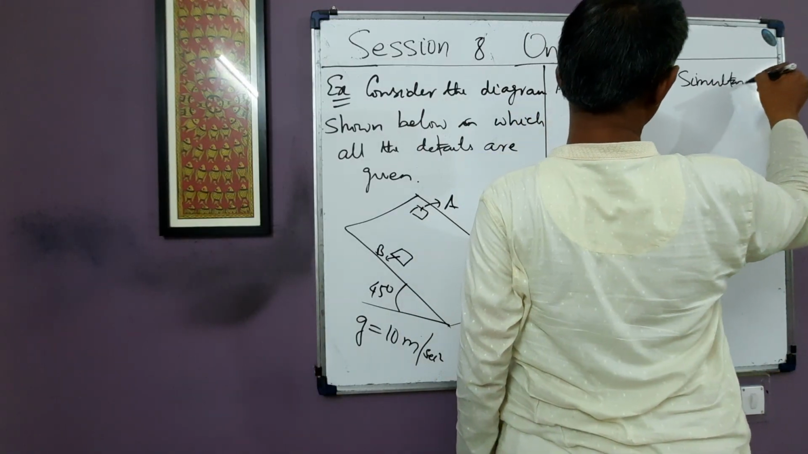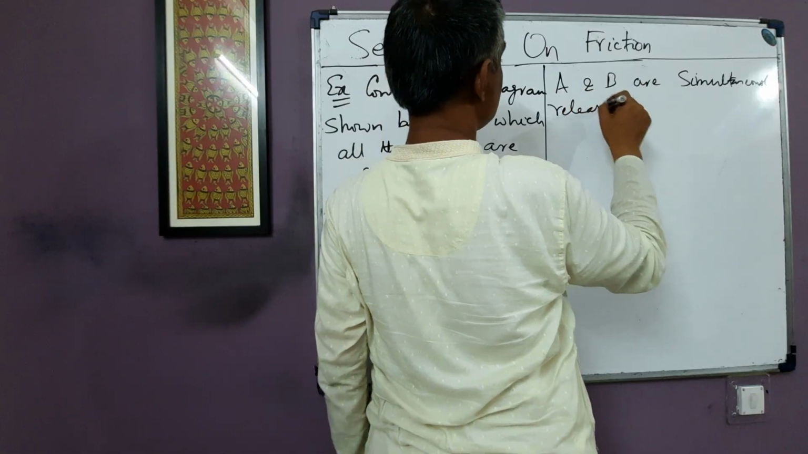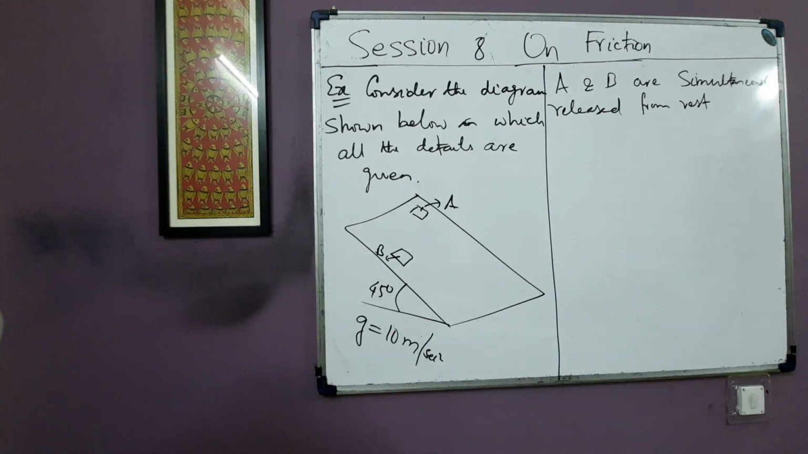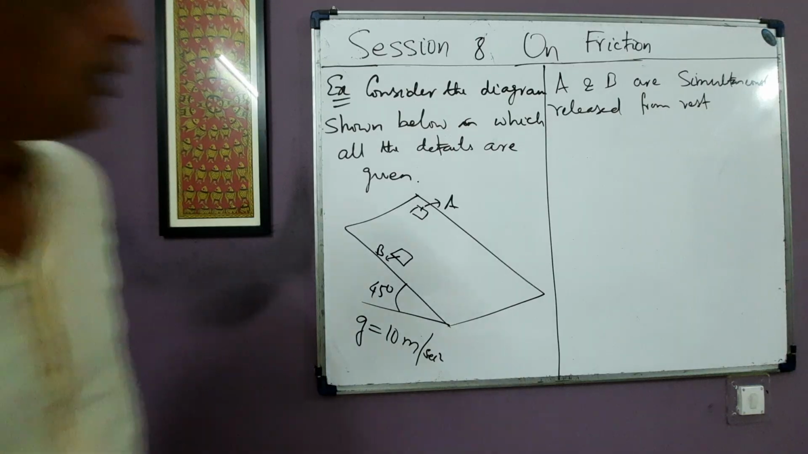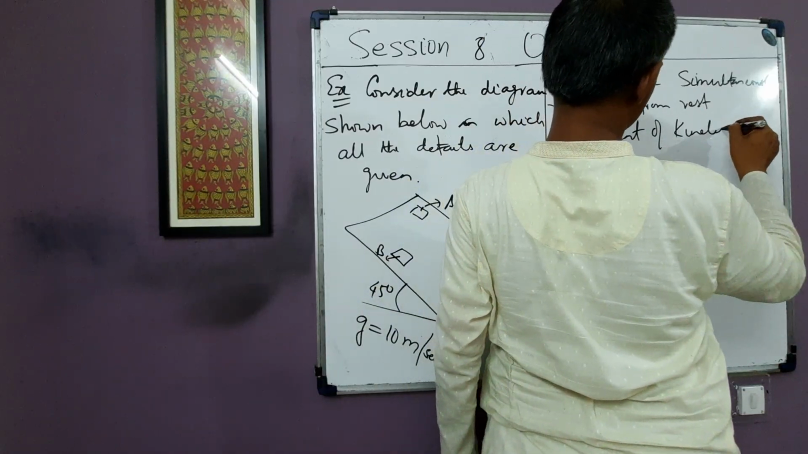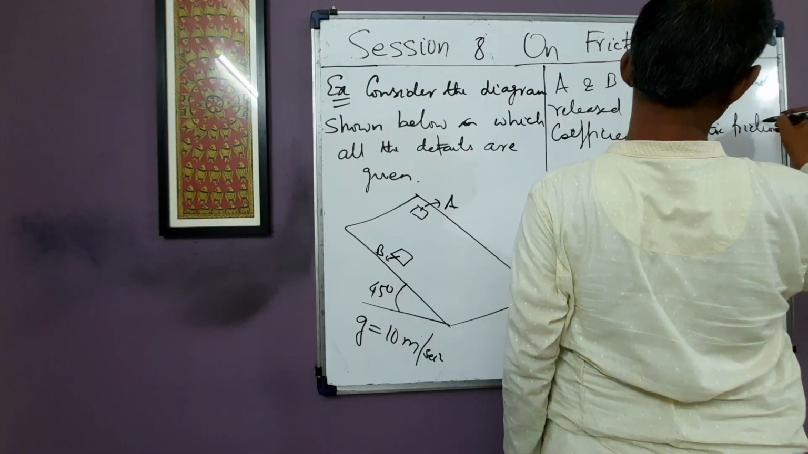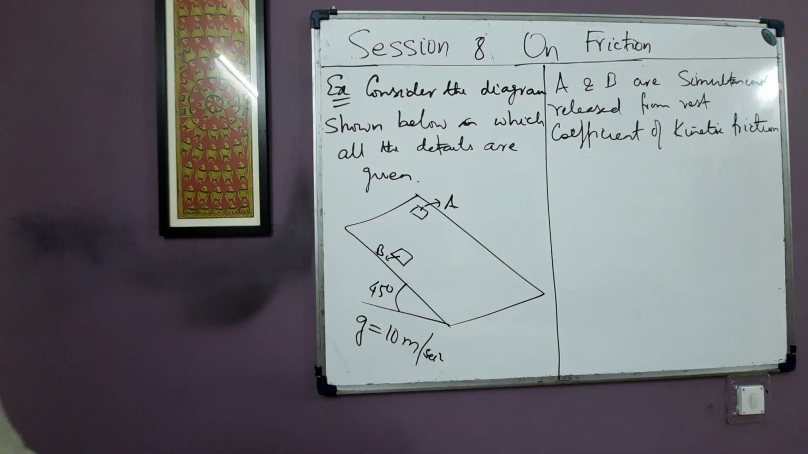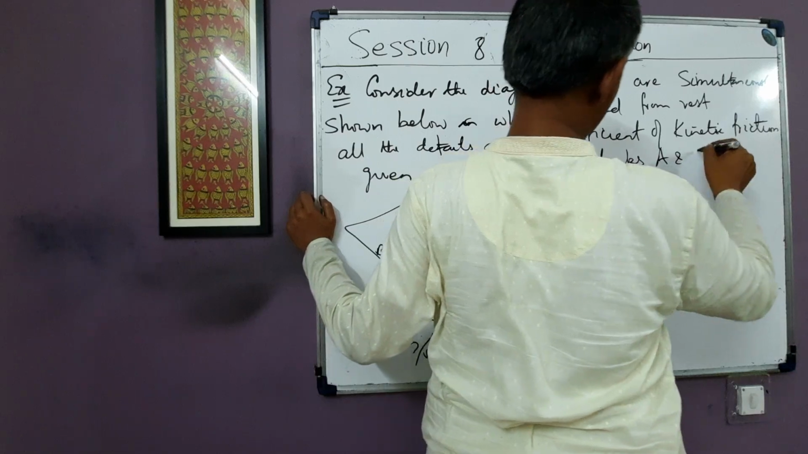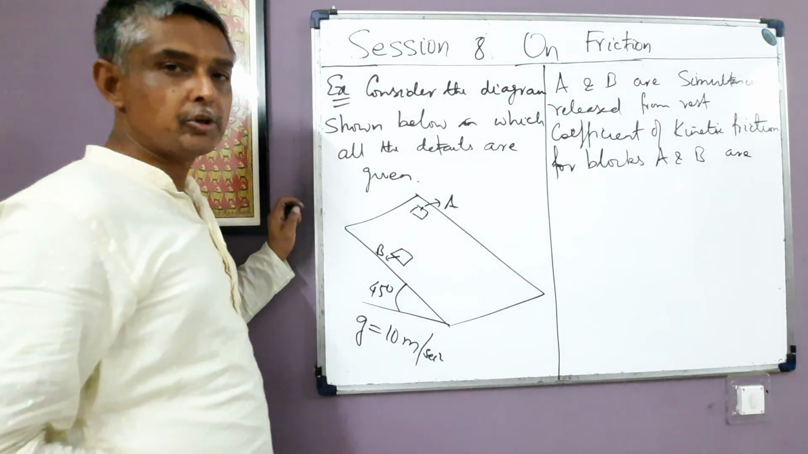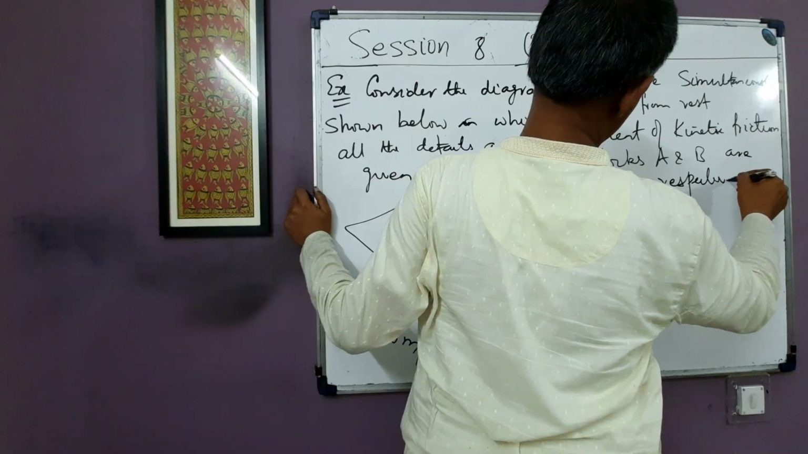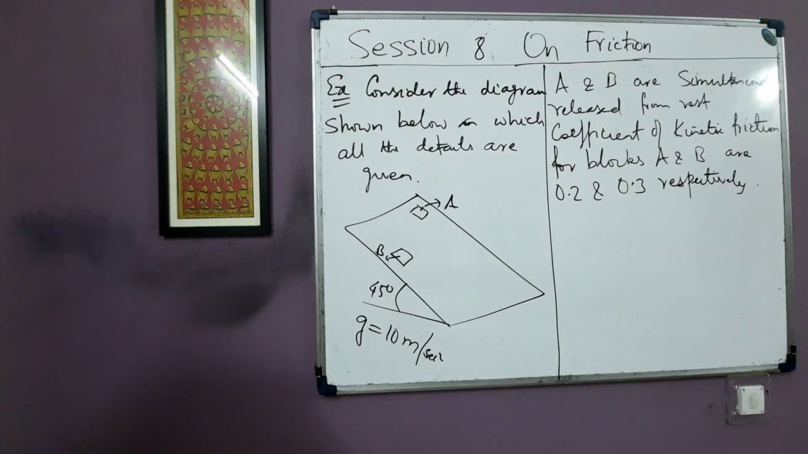Simultaneously released from rest. And one more thing we are given: the coefficient of kinetic friction for blocks A and B are 0.2 and 0.3 respectively.